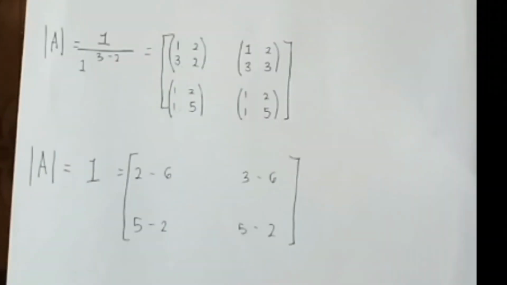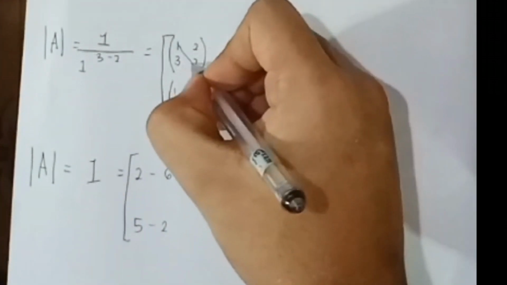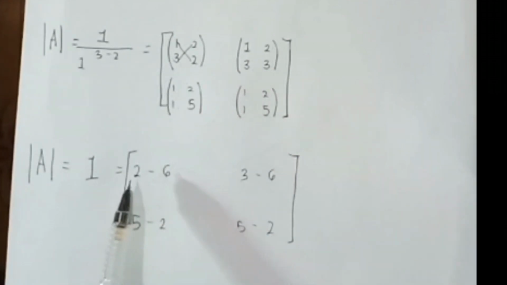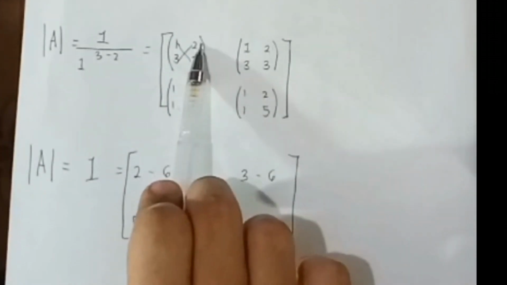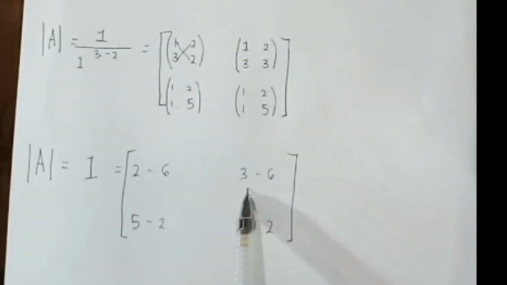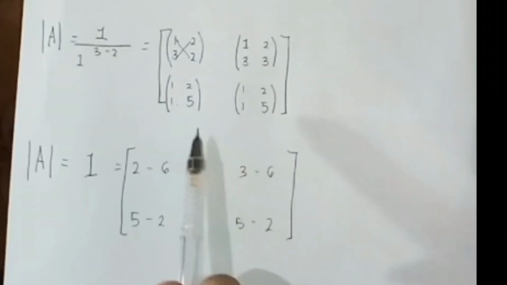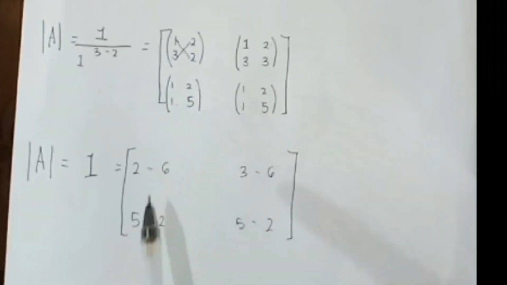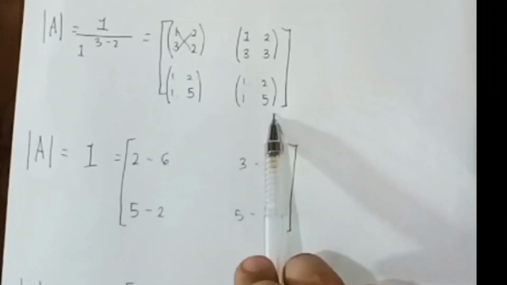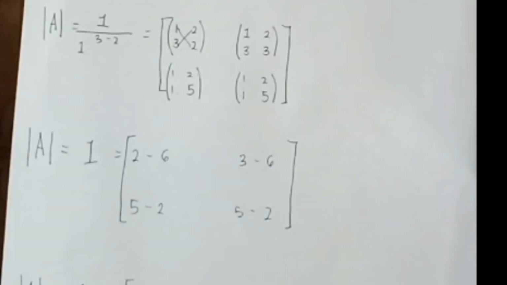To solve the group elements, kailangan natin gamitin ang cross multiplication. Then we will subtract each other. So cross multiplication. 1 times 2 is equals to 2. 3 times 2 is equals to 6. So, ganun siya lahat dito. 1 times 3, 3. 3 times 2, 6. 1 times 5 is equals to 5. 1 times 2 is equals to 2. 5 times 1 is equals to 5. 1 times 2 is equals to 2.